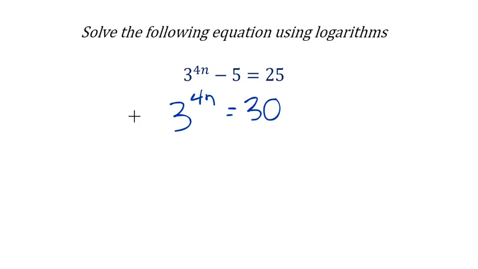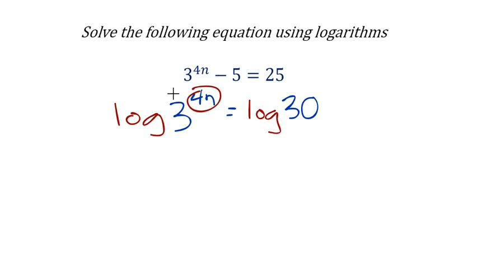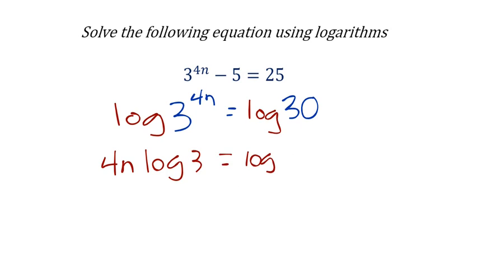So let's go ahead and log both sides. Let me move this over. Let me lock this in place. Log both sides, and we get, again, notice your property. You can pull this out front as a coefficient. And we get 4 times n times log of 3 equals log of 30.